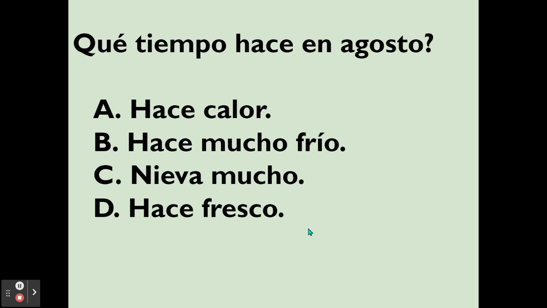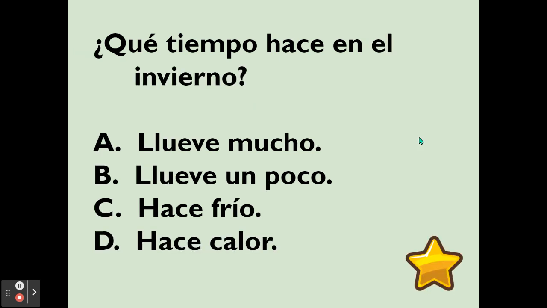All right, sample question. ¿Qué tiempo hace en agosto? ¿Hace calor? ¿Hace mucho frío? ¿Nieva mucho? ¿Hace fresco? So August is a summer month. So it's hot out, okay? I'm trying not to trick anyone with anything, but think of logically, summer, hot. ¿Qué tiempo hace en el invierno? ¿Llueve mucho? ¿Llueve un poco? ¿Hace frío? ¿Hace calor?